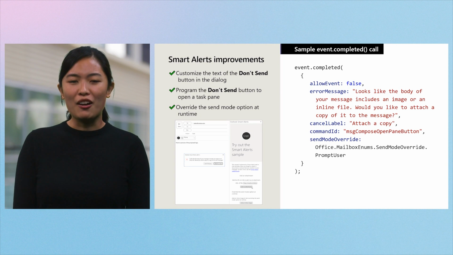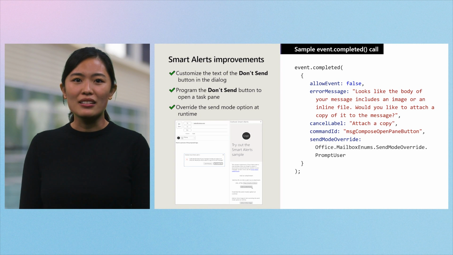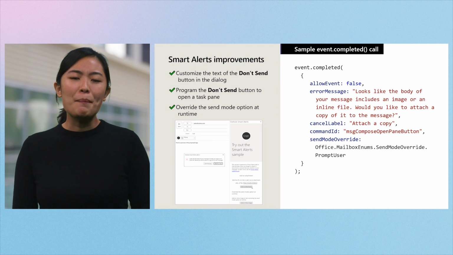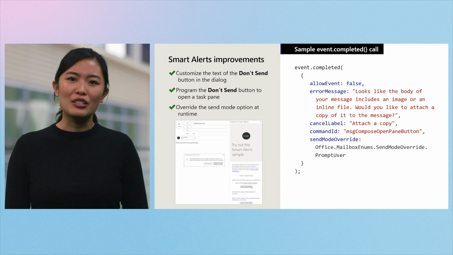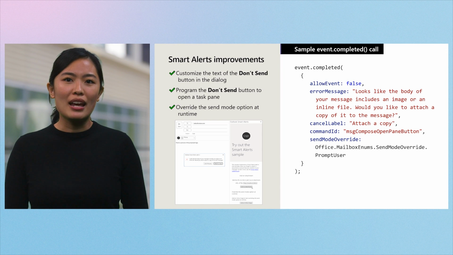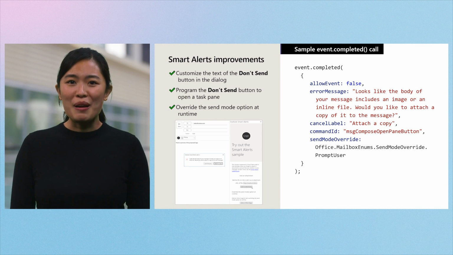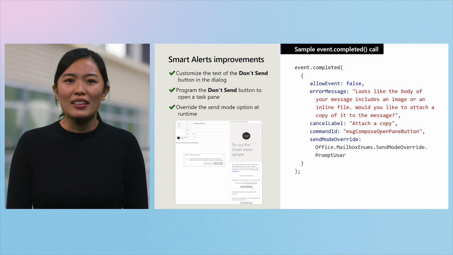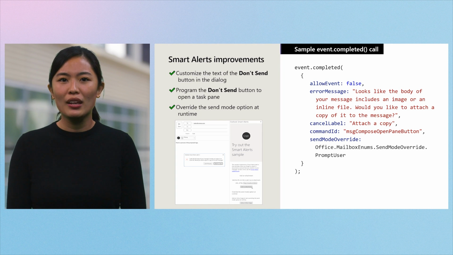We listened to your feedback on how event-based activated add-ins that use smart alerts can provide better developer and user experiences for data loss prevention scenarios. With Mailbox 1.14, you can now customize the text of the Don't Send button in the Smart Alerts dialog and even program it to open a task pane. This way, users will be able to address changes they need without leaving the message or appointment they're composing.